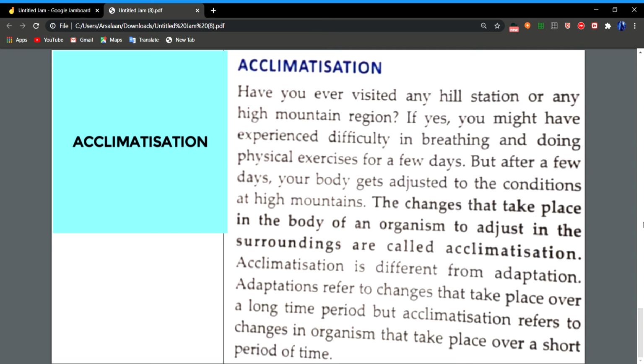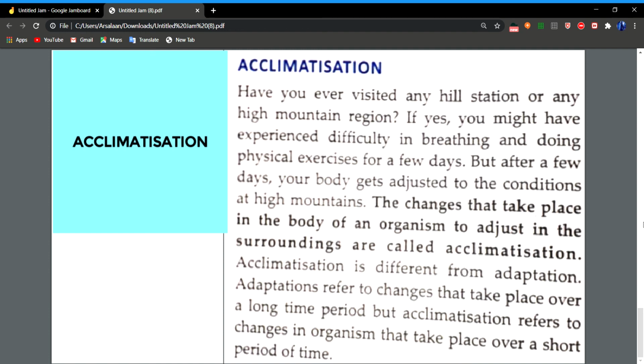Adaptation and acclimatization are slightly different from each other. Adaptation is a slow and gradual change that takes place over a long period of time when an organism has to adjust to a particular type of habitat. It is a long-time process.